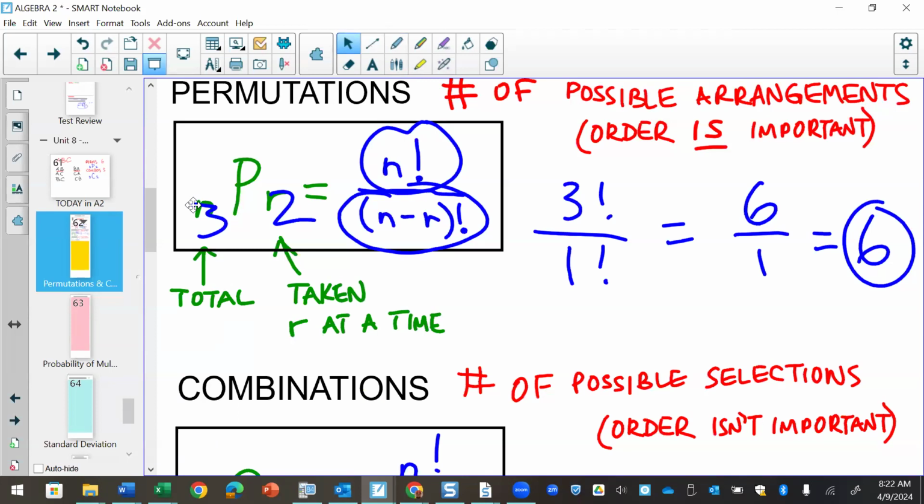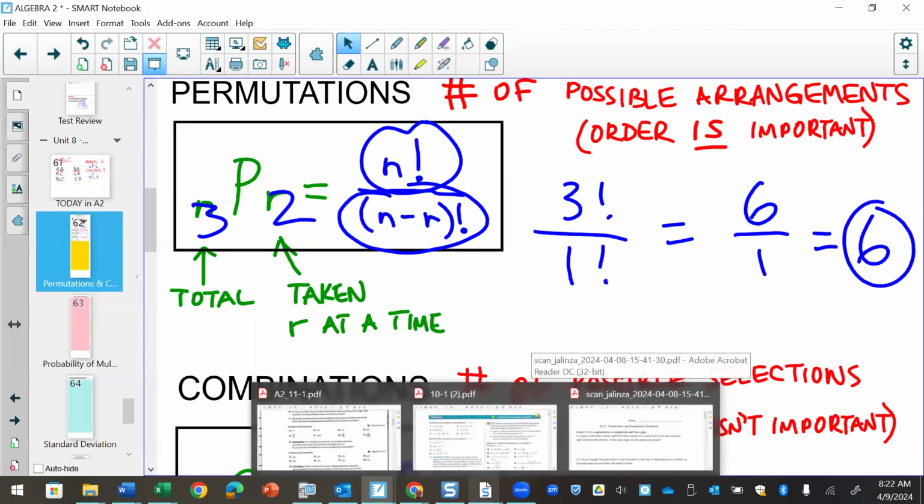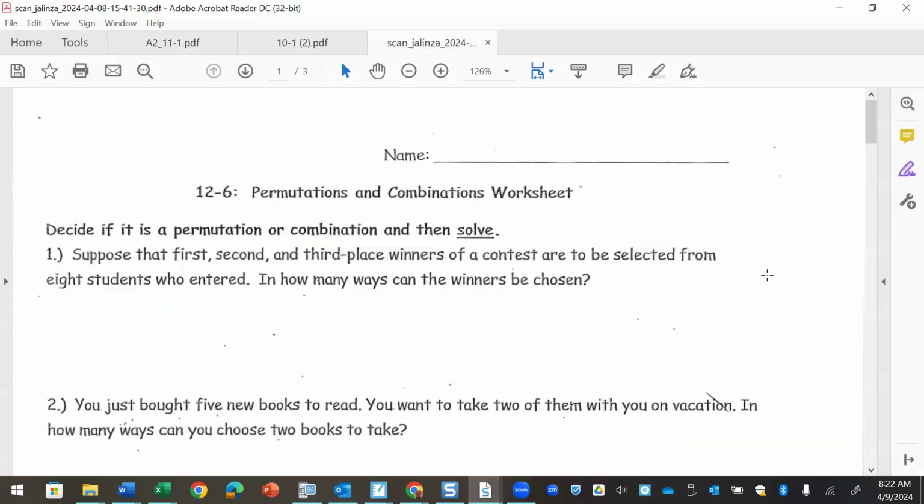All right. Let's go to the worksheet and see how we can do sample 2. Honestly, the hardest thing is going to be for you to figure out if it's a perm or a combo. That's going to be the toughest thing. After you do that, I think you'll get it. All right, let's do number 1 together here. I'll read. Everybody got the worksheets?